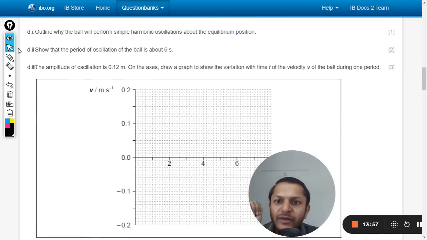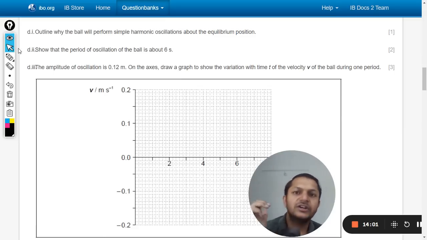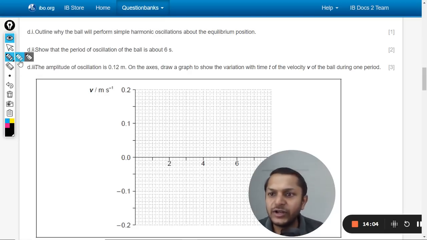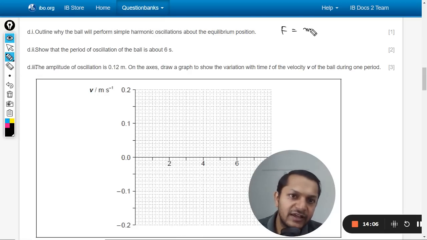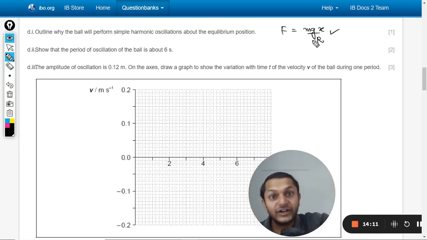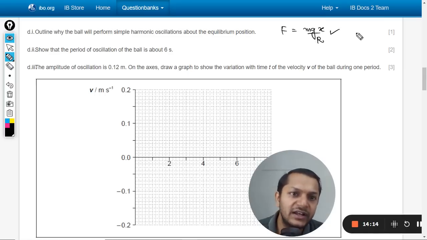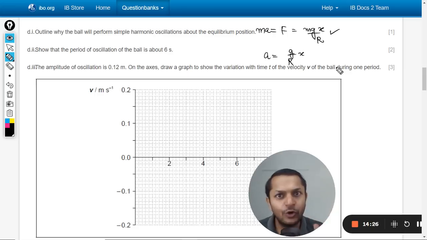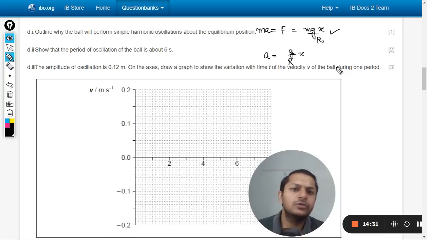Outline why the ball will perform simple harmonic oscillation about the equilibrium position. That is done because it is already given that the force F is equal to mgx divided by capital R. That is given in the first statement of the question. We can clearly say this F will be equal to m into a, inertial force. M and m will get cancelled out, so acceleration can be written as g divided by R into x. Yes, of course, there is no negative sign written in this statement, but we can just assume it. So that is not a problem.